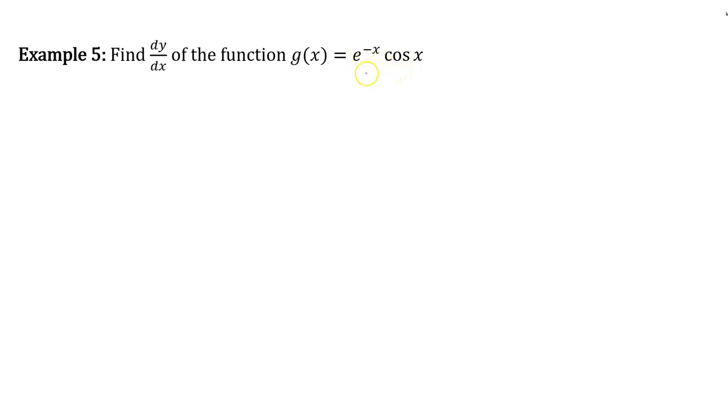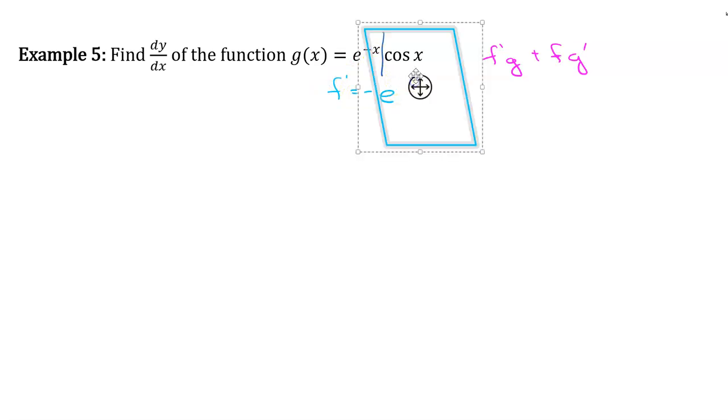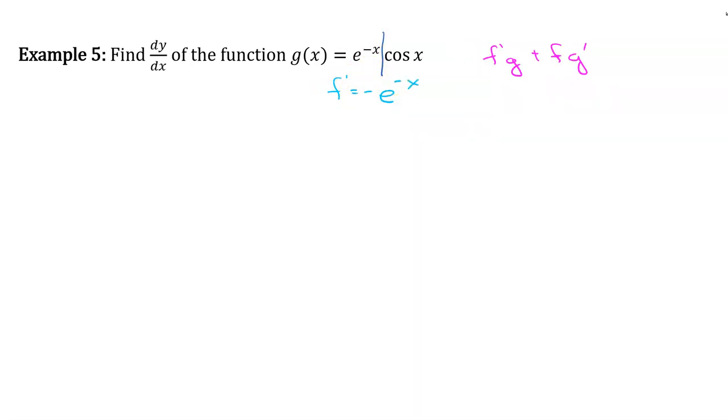It is being multiplied. We do have a product here, so we're going to need our product rule, f prime g plus fg prime. And I'm going to say this first part is f, and the second part is g. So f prime would be negative e to the negative x. Sorry about that. And g prime, well, the derivative of cosine is negative sine. Okay, so let's put this in.